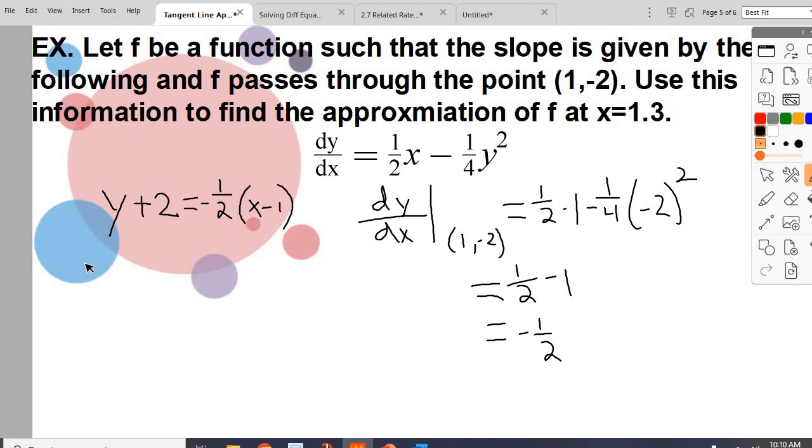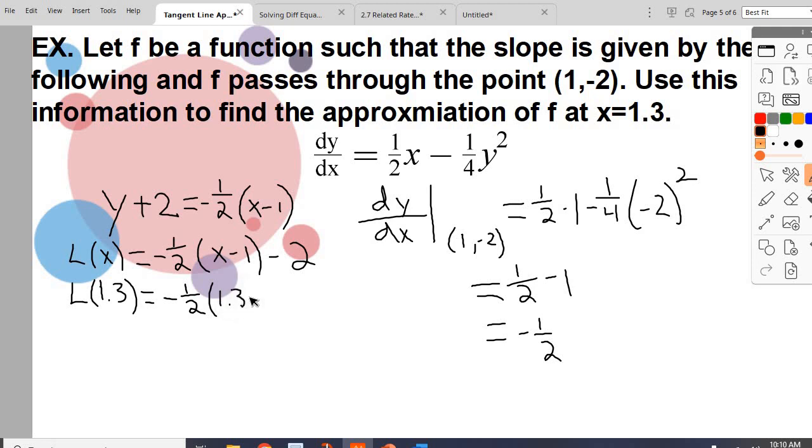So now, what's our L of x? Negative 1/2, sorry, times x minus 1 minus 2. And what do we want it to approximate? Okay. So L of 1.3. Now what is 1.3 minus 1?